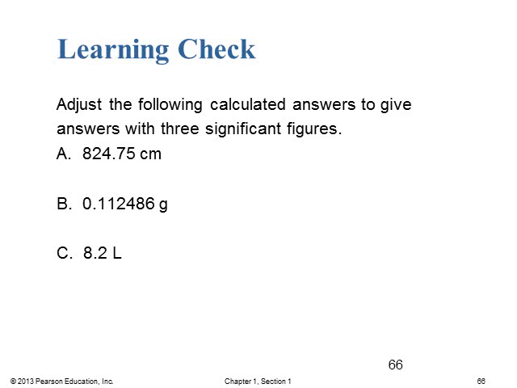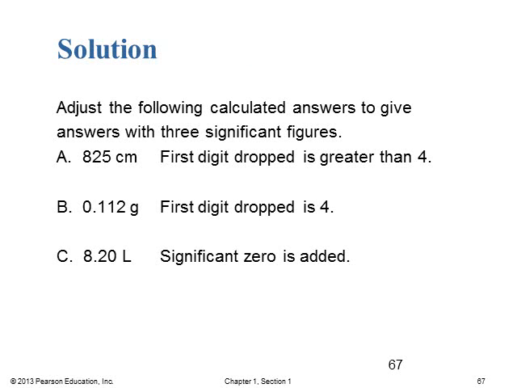And then lastly, part C, we have 8.2 liters. There we only have 2 significant figures, so if we want to report that as 3 significant figures, we need to add a 0. And in order to have the 0 in the correct spot, we need to add it after the 2. And because it's after a non-zero digit and after a decimal point, 8.20 would be the correct number. And that's what you see here.